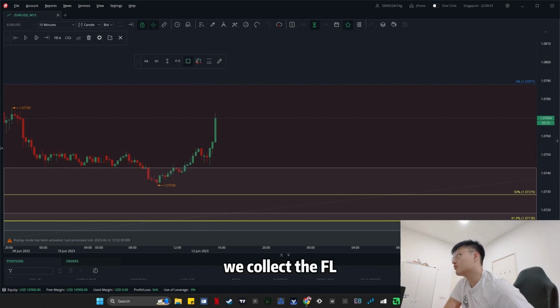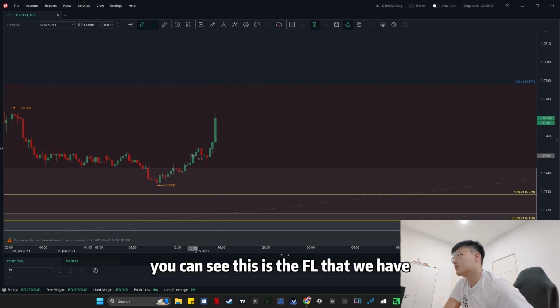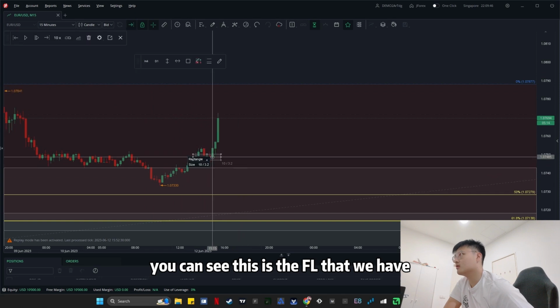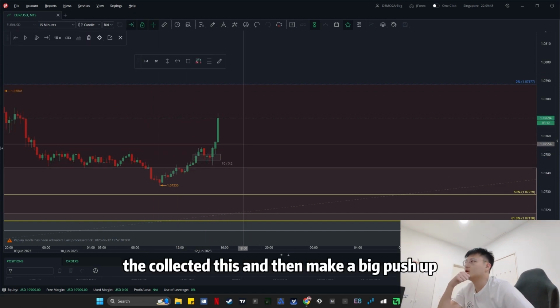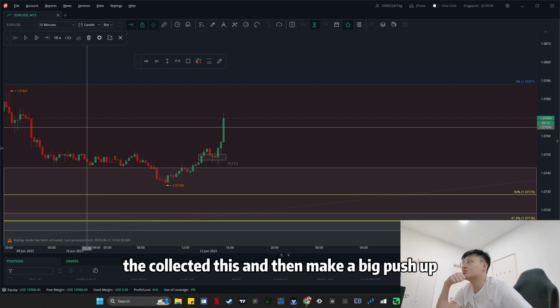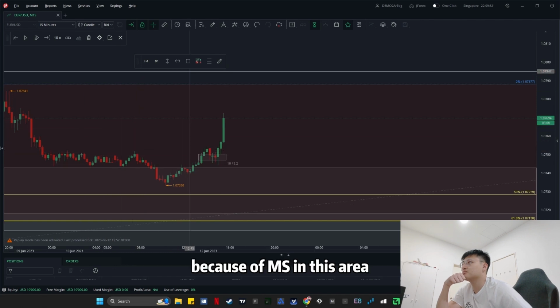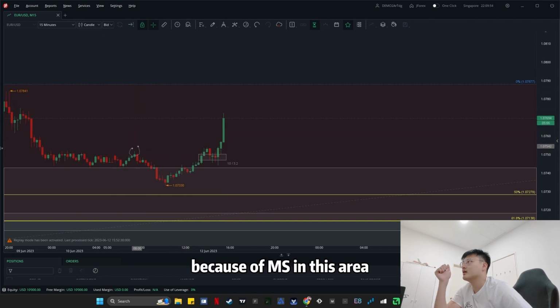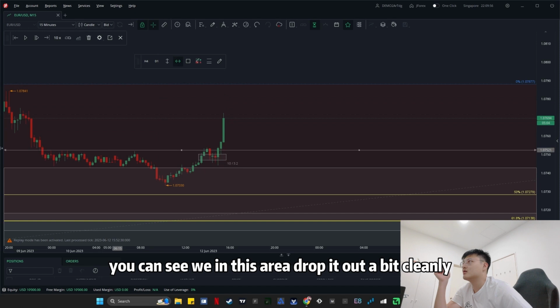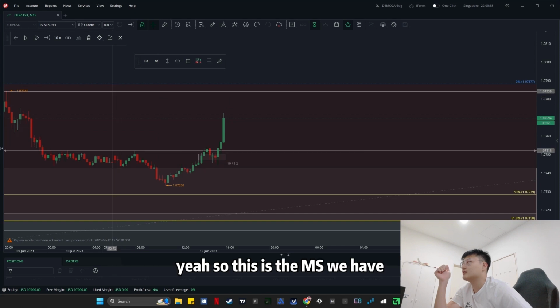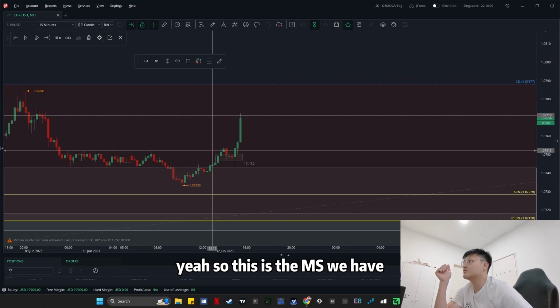We collected the front foot low in here. You can see this is the front foot low that we have, this small rectangle. We collected this and then made a big push up, causing a market shift in this area. You can see I drew it out a bit cleanly. Yeah, so this is the market shift we have.